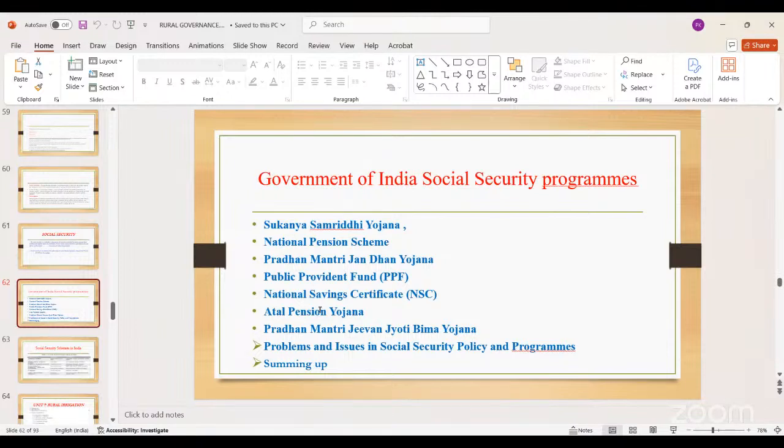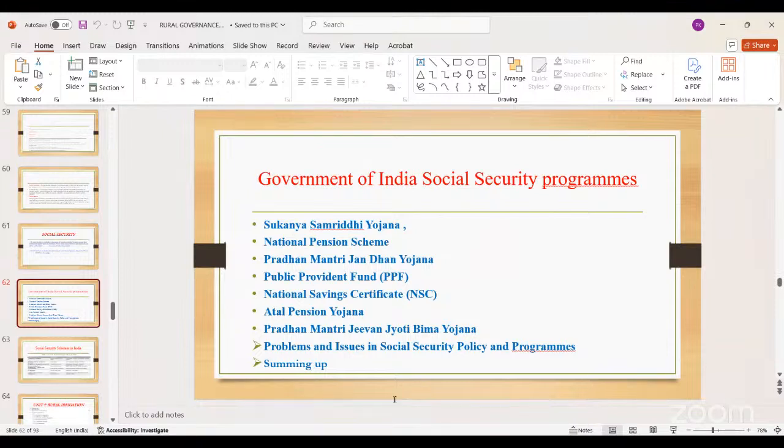Okay. Then Pradhan Mantri Jeevan Jyoti Bima Yojana. It is a type of life insurance scheme supported by the government. It was started in 2015, and this scheme wishes to increase the number of insured people in India, which is currently very few. Like, life insurance penetration in India is comparatively very low compared to developed countries.